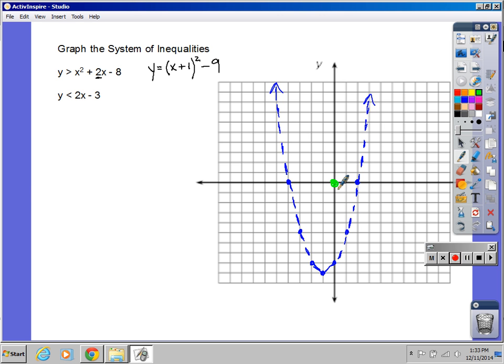Okay, I plug that into the original equation over here. So I'll have 0 greater than 0 squared plus 2 times 0 minus 8. Remember, I can test any point as long as it's not on the line. And if I simplify this, I get 0 greater than negative 8. And that would be a true statement. So this is true. So I'll be shading the inside of the parabola.